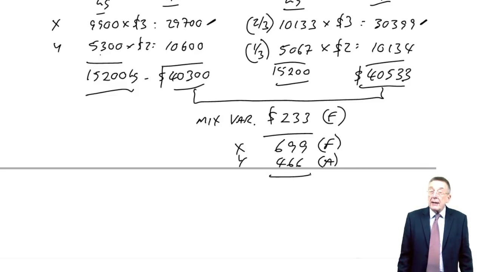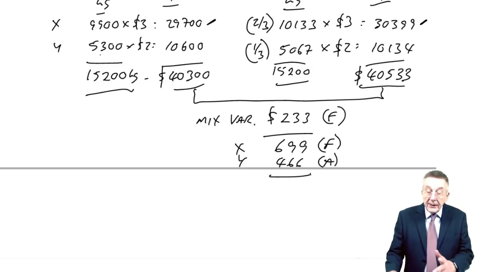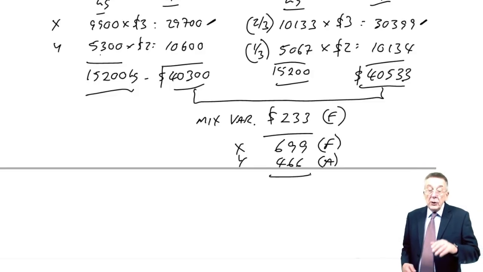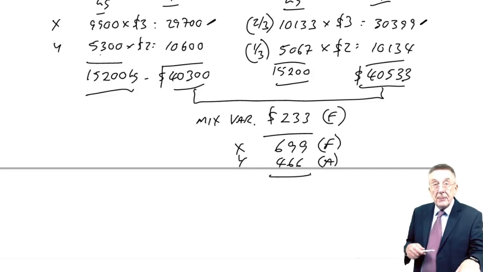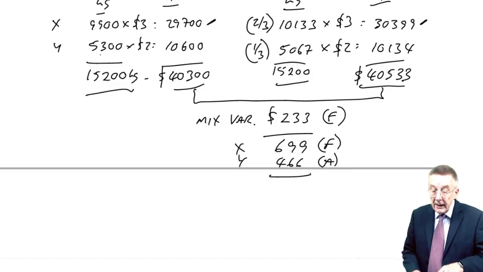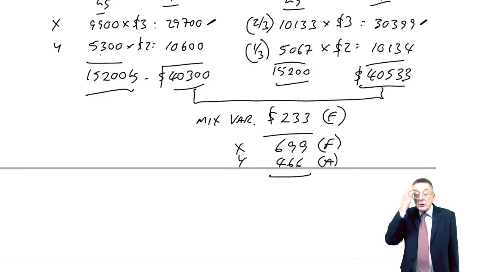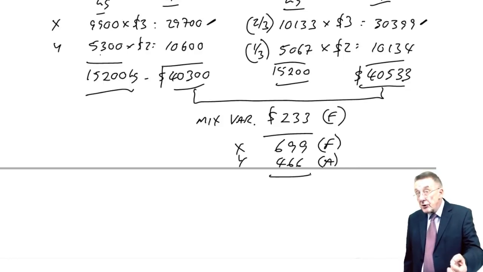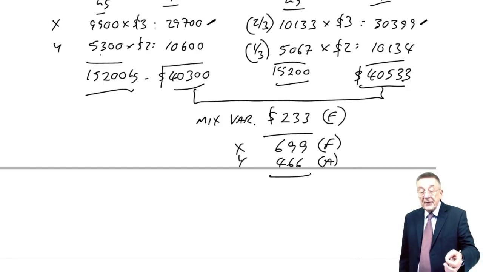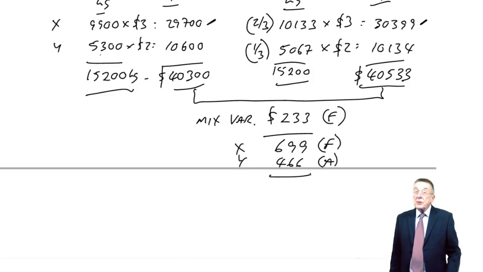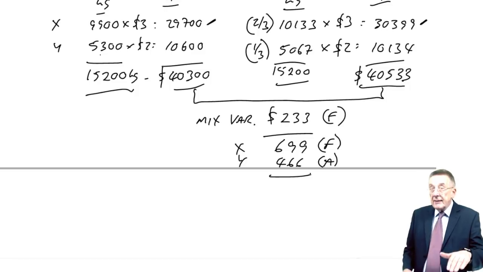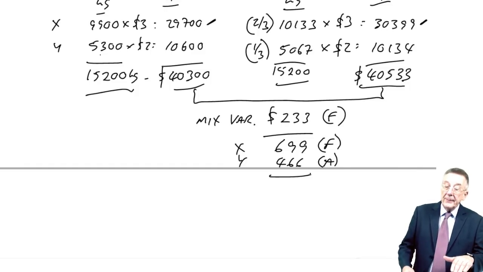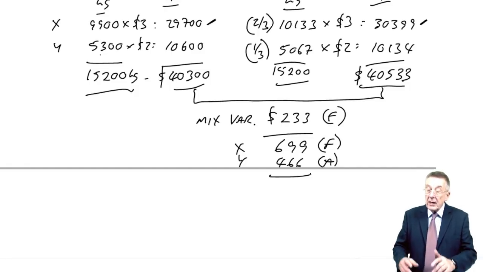And of course, whether in dollars it gives an overall saving, favourable or adverse, depends on whether you're using more or less of the expensive and therefore less or more of the cheap. Here what's happened, we've used less x's and more y's. Less x's was saving us $3 a kilo. More y's was costing us $2 a kilo. So we're saving more than the extra cost. That would be a net saving.